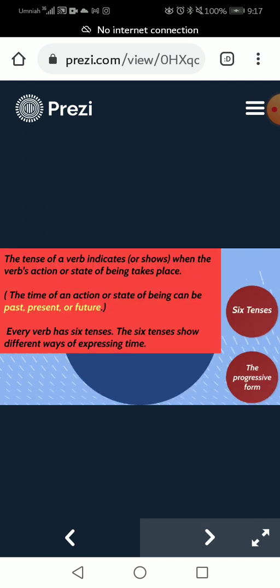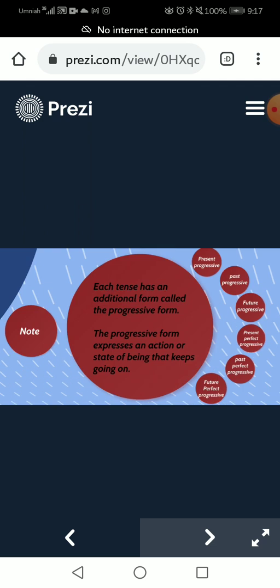Now the progressive form. Each tense has an additional form called the progressive form. The progressive form expresses an action or state of being that keeps going on. Present progressive.